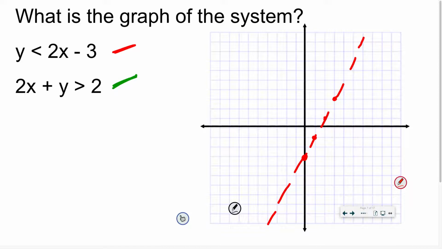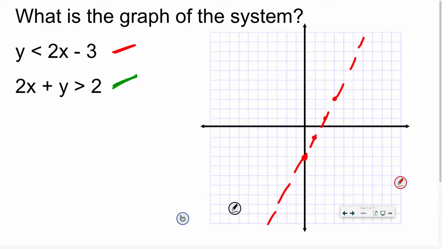What don't I have yet? Second line. Well, we're still just graphing the first inequality. Are we done graphing that? We didn't shade. I didn't shade anything yet. Right? I need to shade the solution set. How do I figure out which side of that boundary line is the solution?